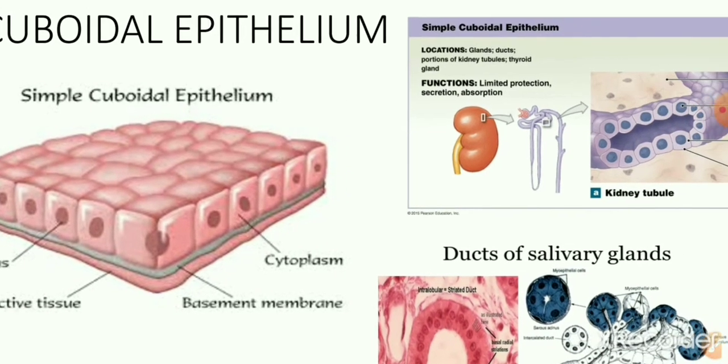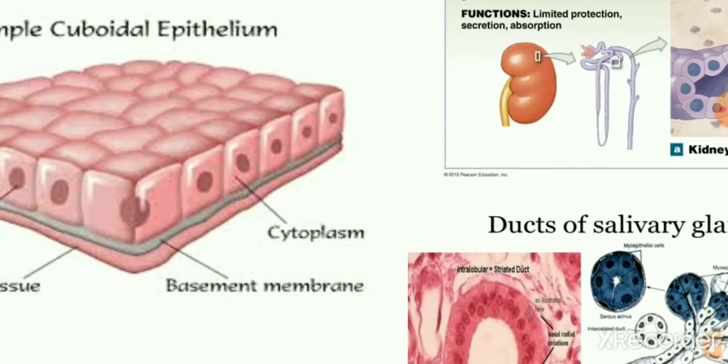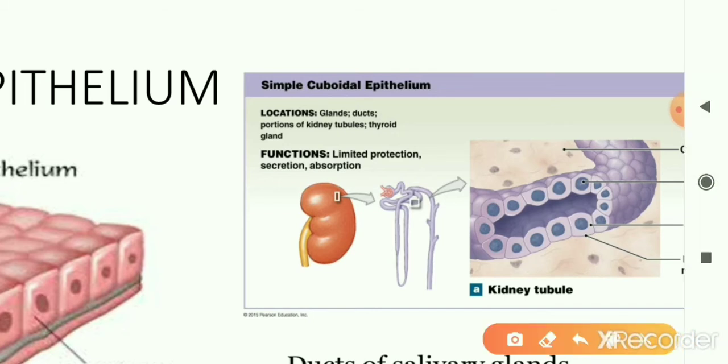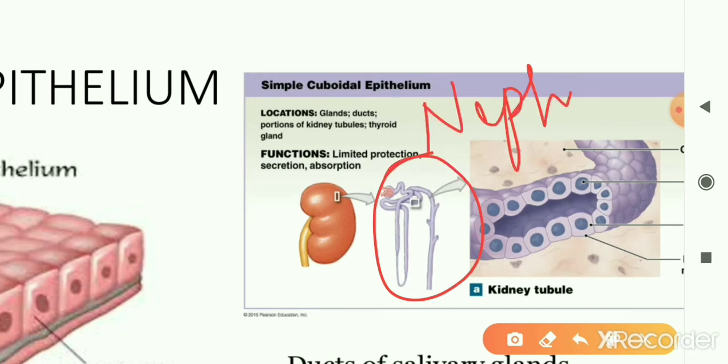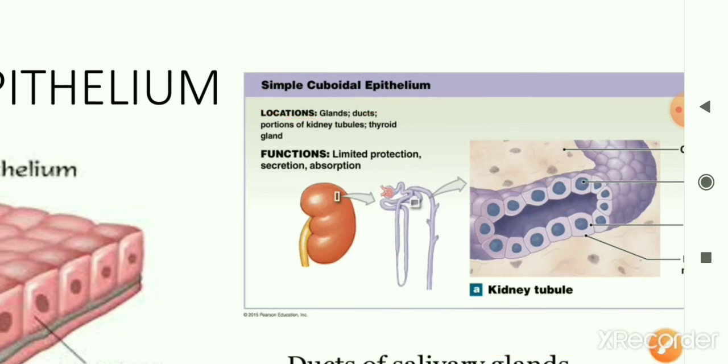A simple cuboidal epithelium you find in the tubules of the kidney. Try to recall if you can. You might have learned in your junior classes that the kidneys have filtration units which are called nephrons. These nephrons help in filtration of blood and formation of urine. The tubular portion of this nephron, their wall is made up of this cuboidal epithelium, and there the function of this cuboidal epithelium is secretion and absorption.